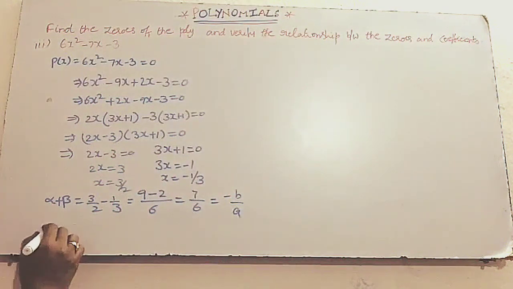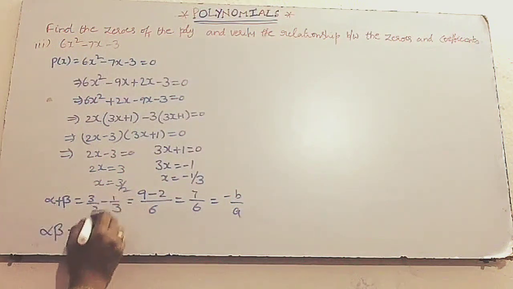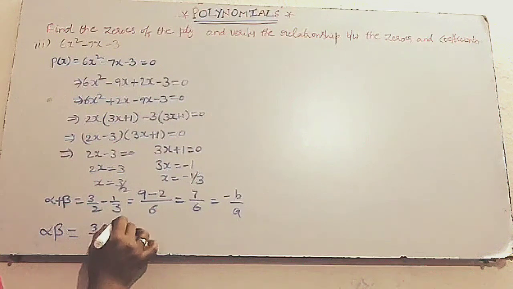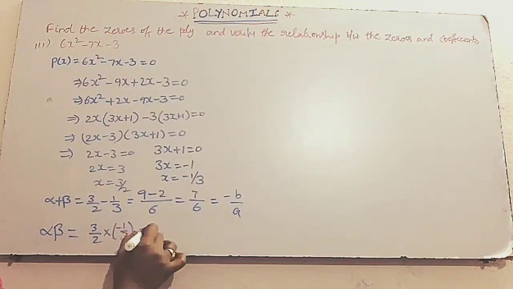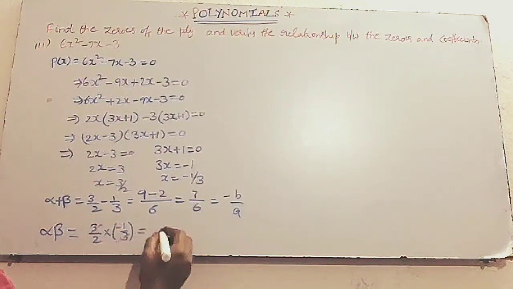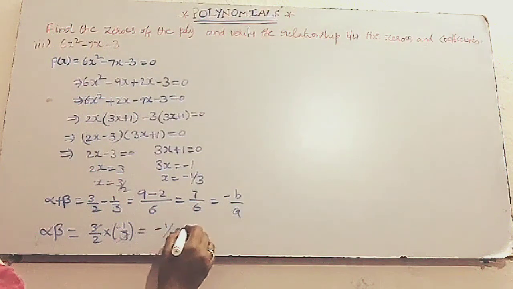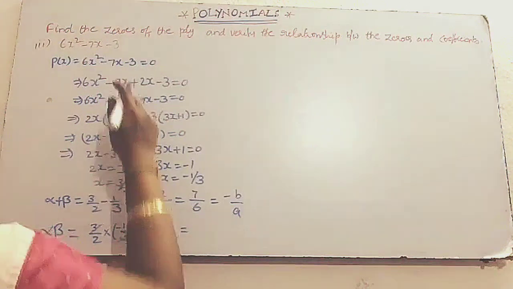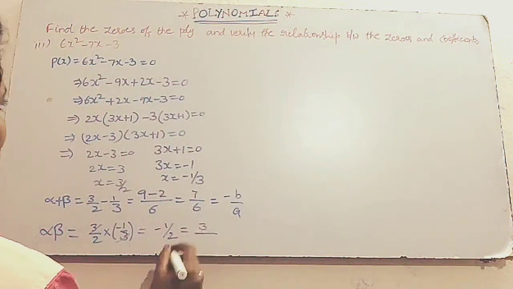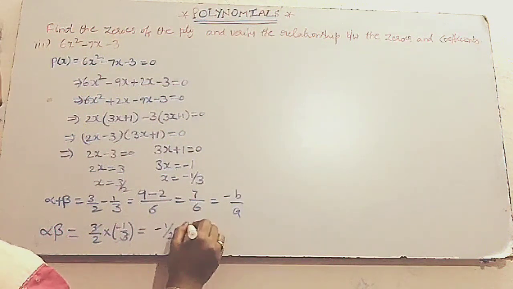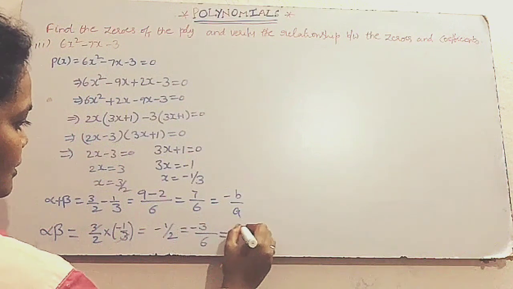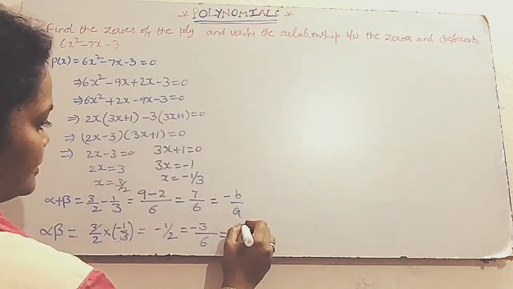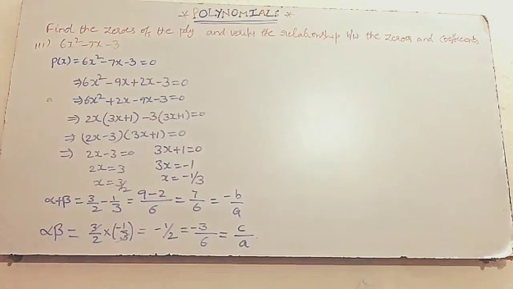And next alpha beta, product of roots. That means 3/2 times -1/3. That is equal to, 3 gets cancelled, -1/2. So here I will write -1/2 as -3/6. That is equal to the constant c/a. And next problem.